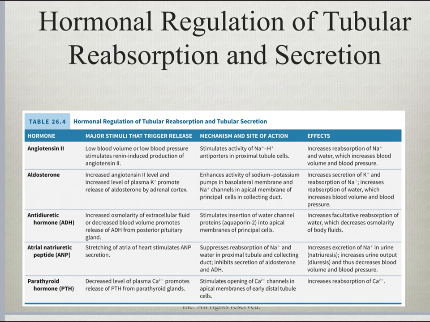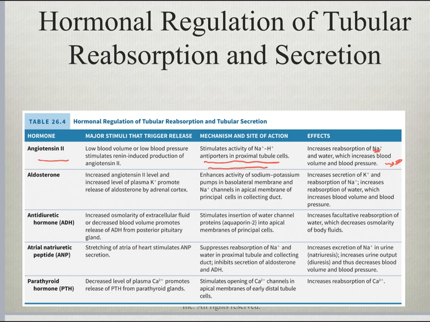We talk about angiotensin 2, where the stimulus being detected is low blood volume or low blood pressure. It's going to stimulate the renin-induced production of angiotensin 2, so our RAA. The mechanism and site of action is to stimulate activity of sodium-hydrogen antiporters in the PCT, the proximal convoluted tubule. The overall effect is increased reabsorption of sodium, and water reabsorption, which is going to overall increase blood volume and blood pressure.